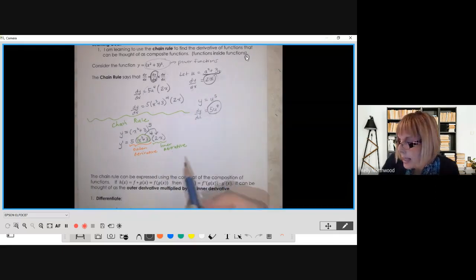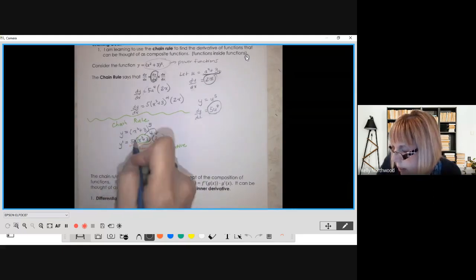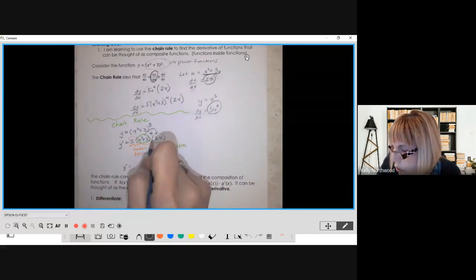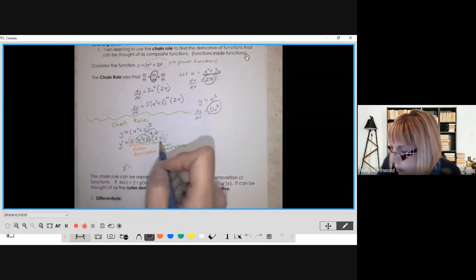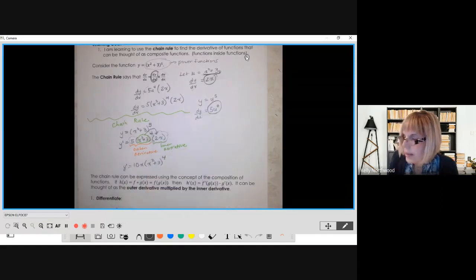And then you can always clean them up. For instance, in this one, that wouldn't be the answer in the back of the book. They'd take the 5, which is a monomial, and the 2x, which is also a monomial, and multiply them together. And then you would end up getting 10x times x squared plus 3 to the 4th as your derivative using the chain rule.